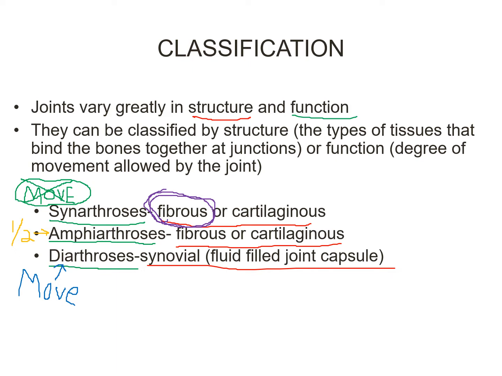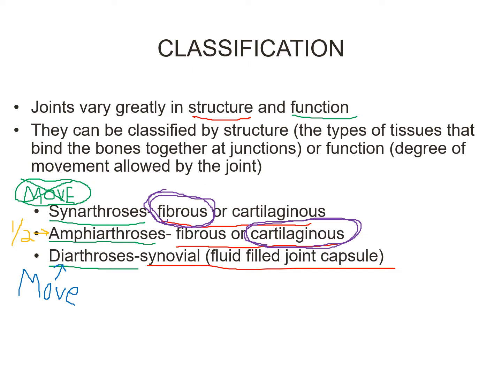Moving down to the amphiarthroses, or the amphiarthrotic joints, that can move a little bit. Same thing, you're going to have both fibrous and cartilaginous, but for the most part, they're going to be cartilaginous. They're going to be made up of either hyaline cartilage or fibrocartilage. And I'll give you the examples in just a bit.